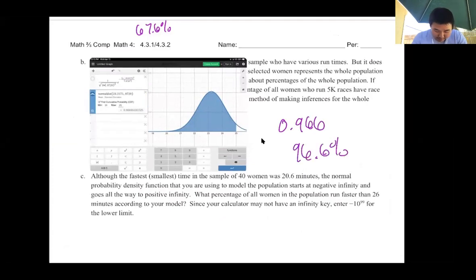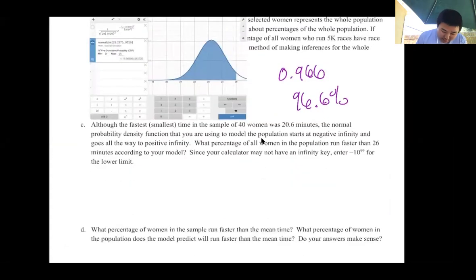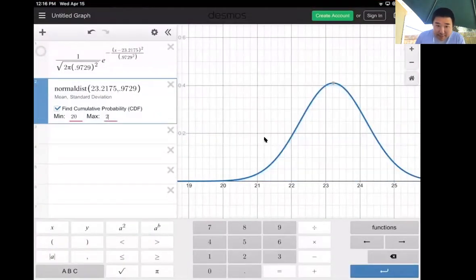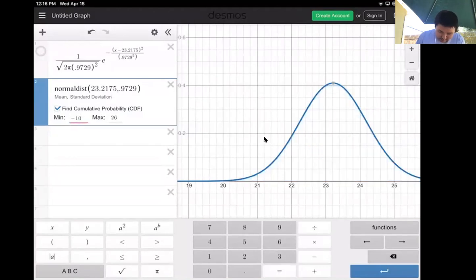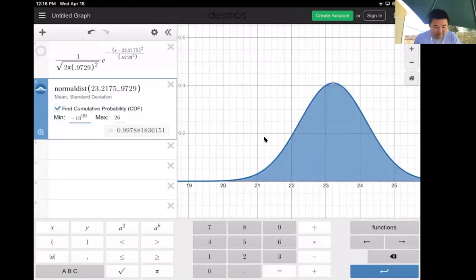Although the fastest and smallest time in the sample of women was 20.6, the normal probability density function that you're using to model the population starts at negative infinity and goes all the way to positive infinity. What percent of all women in the population run faster than 26 minutes according to your model? Since your calculator doesn't have infinity, key in negative 9, 9. And this is where being on the left is actually good because that means you're running fast. So you're going to change this. They want faster than 26, is that right? 26. And then you do negative 10 caret 99. So that's like 99.7.